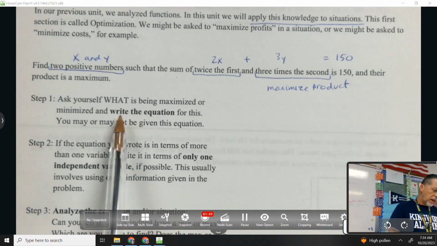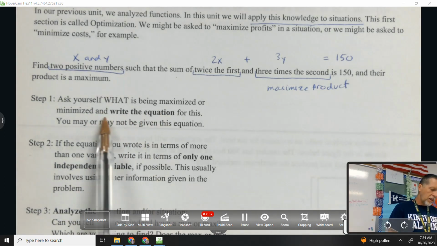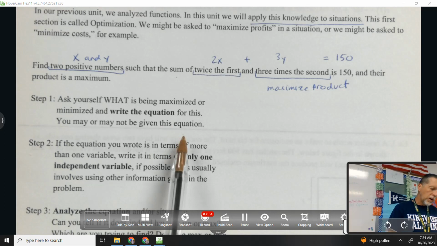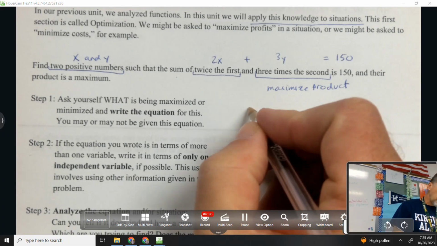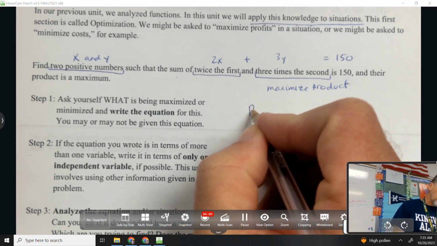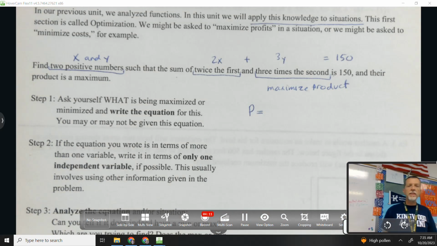Step 1. Ask yourself what is being maximized or minimized, and write the equation for this. You may or may not be given this equation. Sometimes they just give it to you. It's nice when they do, because that takes care of step 1. Here they didn't give it to you, but they said we want to maximize the product. They did not give us a formula for product, but what's the product of x and y? Well, x times y.